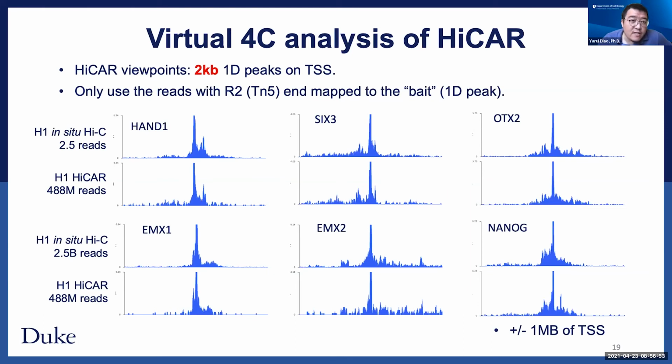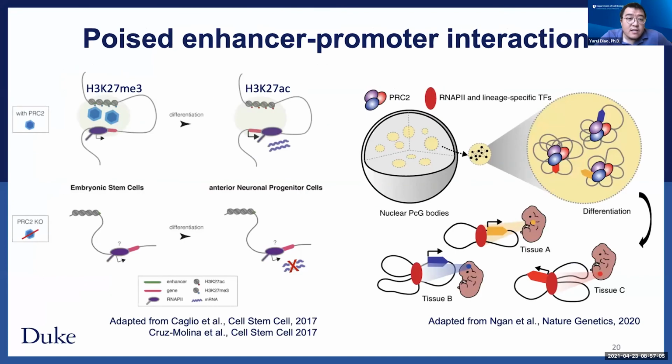And notably, in the HiCAR analysis, we do very high resolution virtual 4C analysis, and we use 2 kb 1D peaks that are identified by HiCAR R2 reads. And next, we want to understand, for this important developmental gene, what happens when they start differentiation.